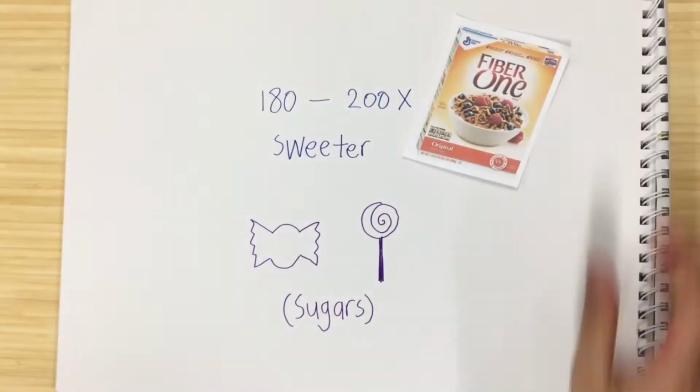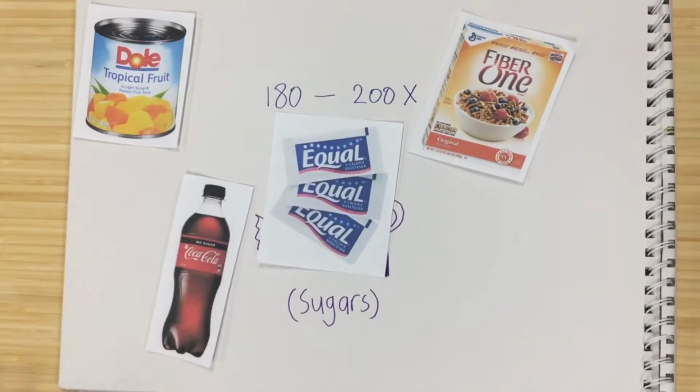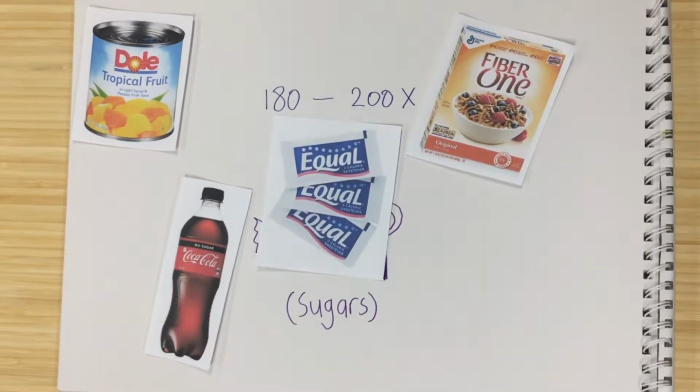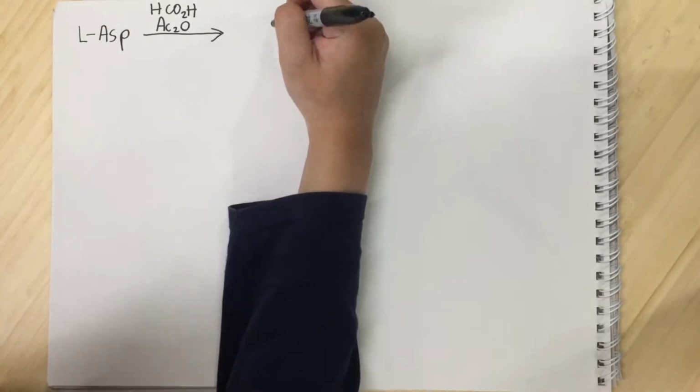There are over 6,000 products in more than 100 countries that have aspartame as a sweetener. Some examples include juices, iced tea, flavored water, chewing gum, canned fruit, tabletop sweeteners, nutrition bars, cereals, and carbonated drinks. Aspartame was first discovered in 1965.